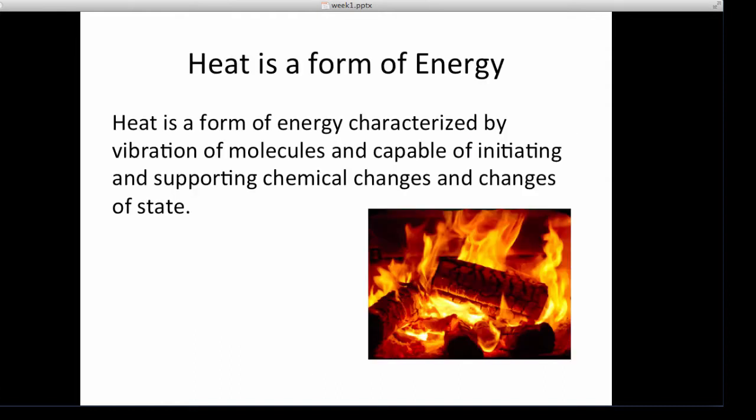When we talk about fire, we're still just talking about energy. And in this case, the specific form of energy that we're talking about is heat. And heat is just a form of energy characterized by vibration of molecules, and it's capable of initiating and supporting chemical changes and changes of state.